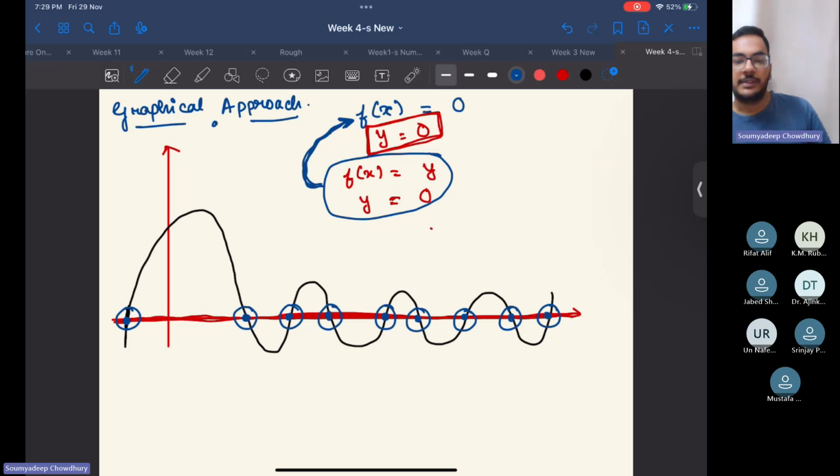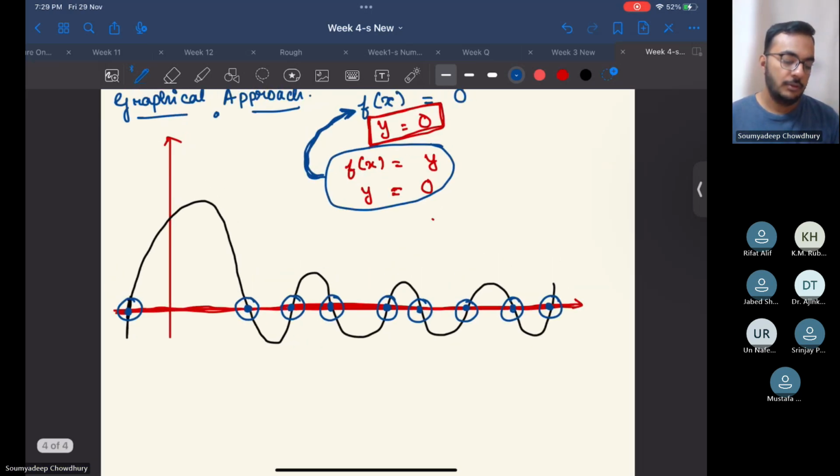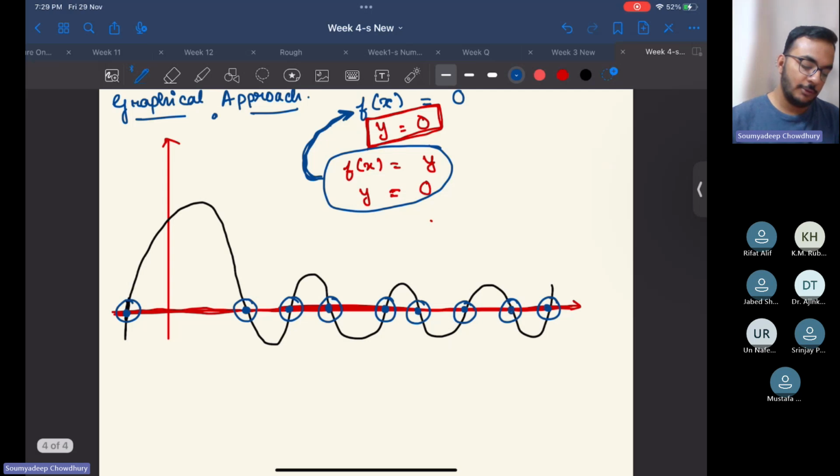Is it clear? Why do we always, when we find the root of any equation, find the intersection of the plot of that function with the x-axis? I explained that to you. Is it clear to you, or should I explain it once again?